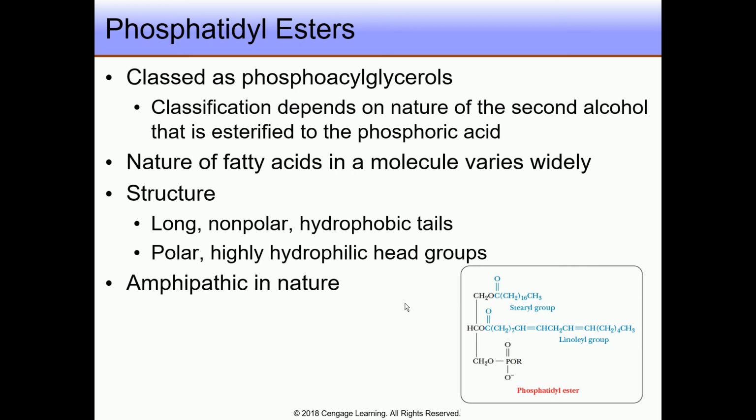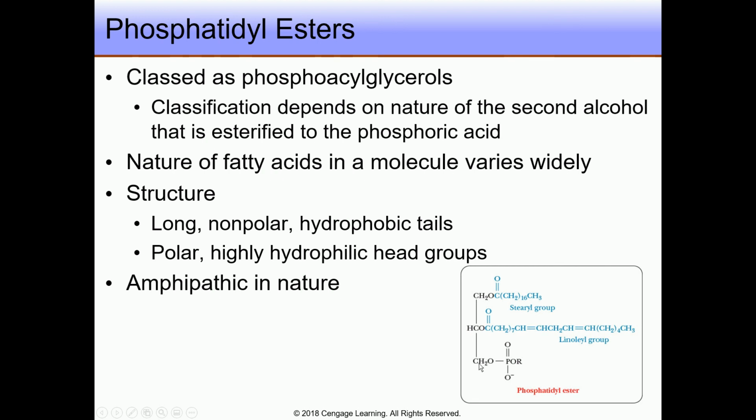And the third category of lipids is the phosphatidyl esters. Phosphatidyl esters are also called phosphoacyl glycerols. Now, how are they different from the phospholipids? Basically, they have the glycerol in them.